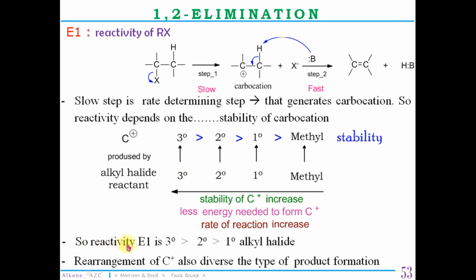So the reactivity of alkyl halide for E1 reaction is: tertiary alkyl halide is more reactive than secondary alkyl halide, and secondary is more reactive than primary alkyl halide. One of the important things is, as we are getting a carbocation intermediate, rearrangement of carbocation also diverges the type of product formation, which we will see later.